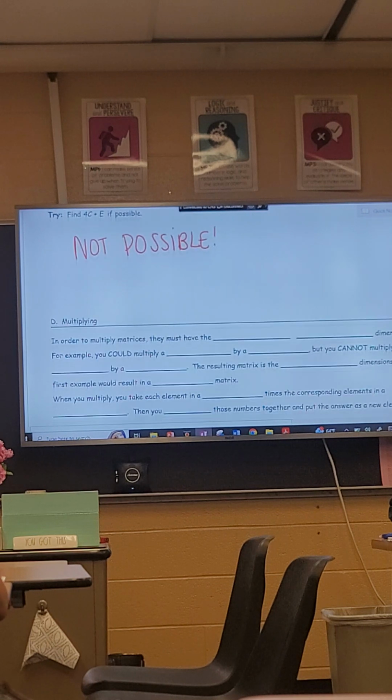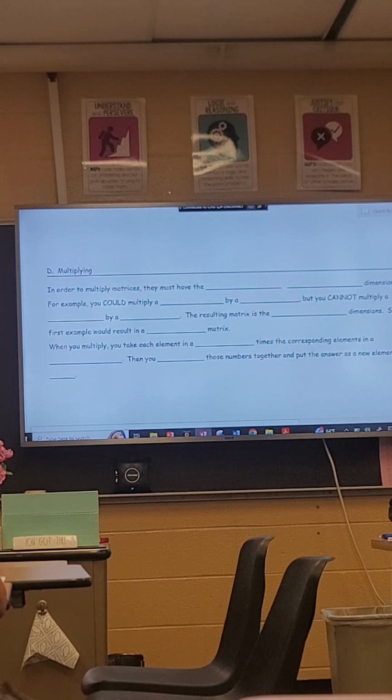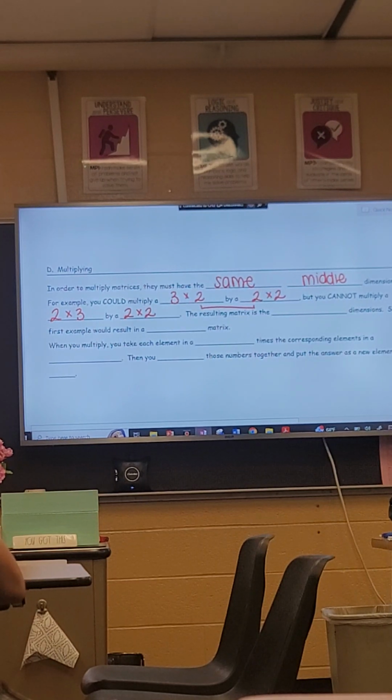So with multiplication, in order to multiply matrices, they have to have the same inside or the same middle dimensions. So that means if you have a 3 by 2 and a 2 by 2, can I add those together? No. But I can multiply them because your dimensions on the inside are the exact same. But I cannot multiply a 2 by 3 and a 2 by 2. Why is that? Because the inside is different.